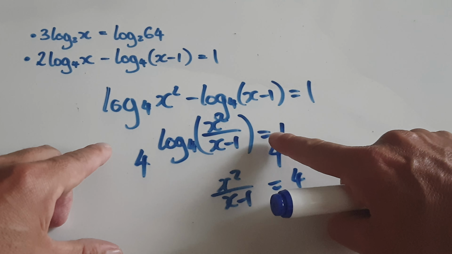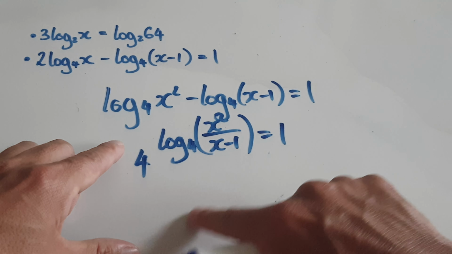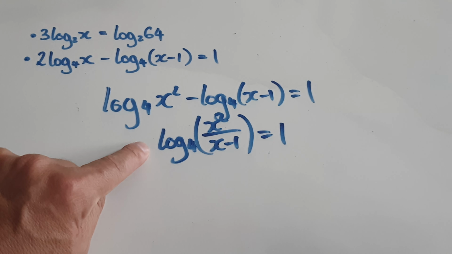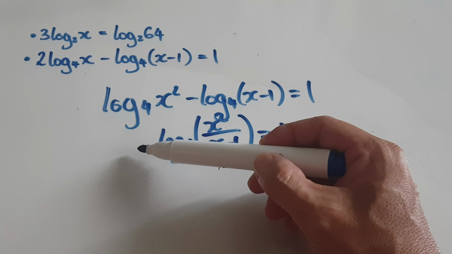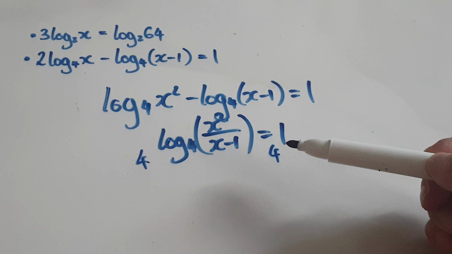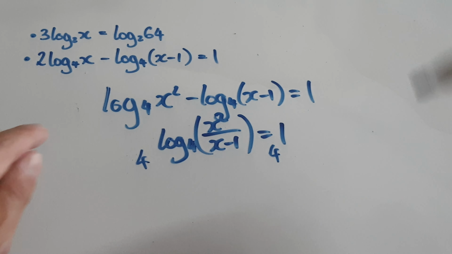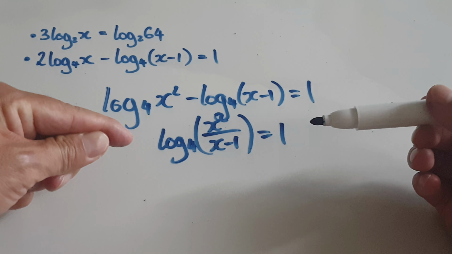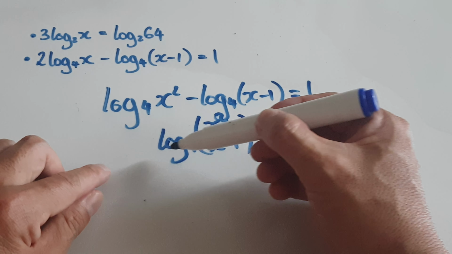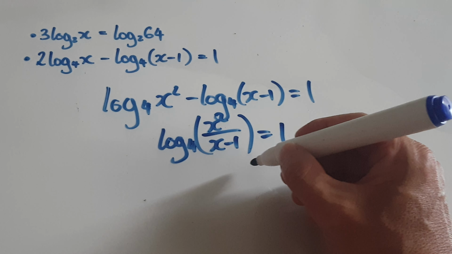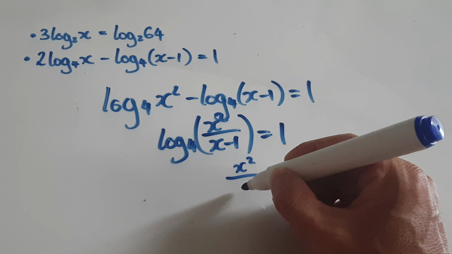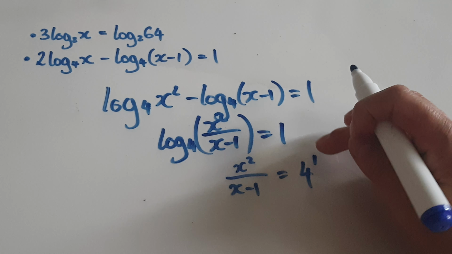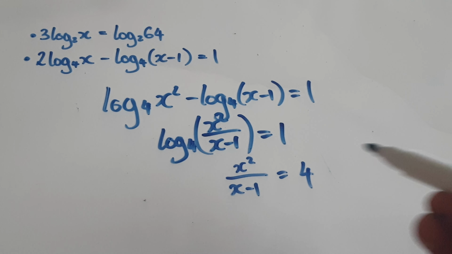So hang on, let's start again here. Whenever you're here, in your mind, exponentiate both sides with base 4. So in your mind, imagine there's a 4 here and a 4 here. And then in a way, they cancel each other out. So what you write down is x squared over x minus 1, and then 4 to the power of 1, which is 4. So now it's just a quadratic here.